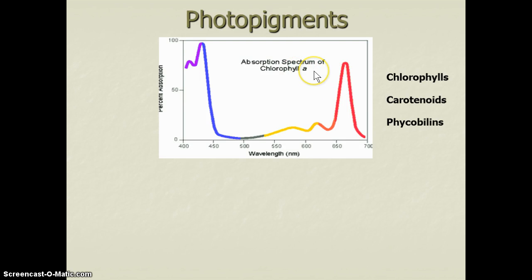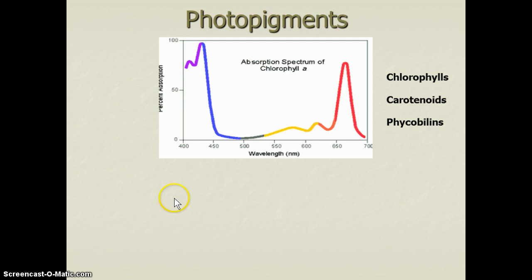There are other chlorophylls. There's chlorophyll B, chlorophyll A. There are different variations on the theme of chlorophylls A's and B's, but there's also totally different kinds of photopigments. One's called carotenoids, one's called phycobilins, and there are variations on these as well.